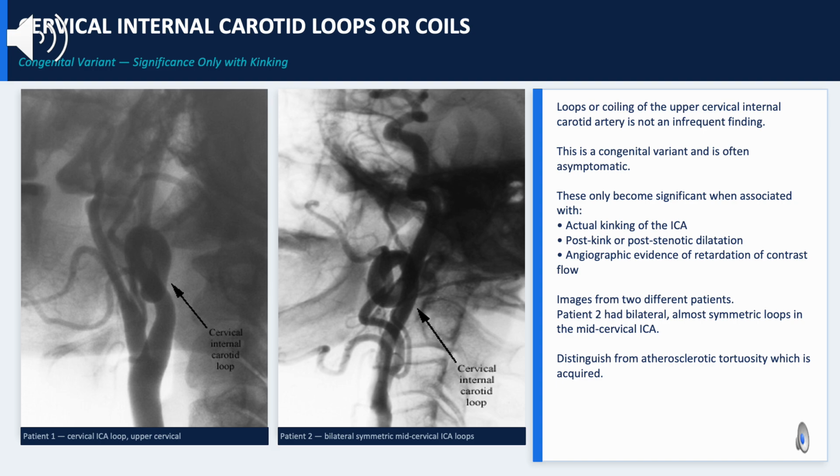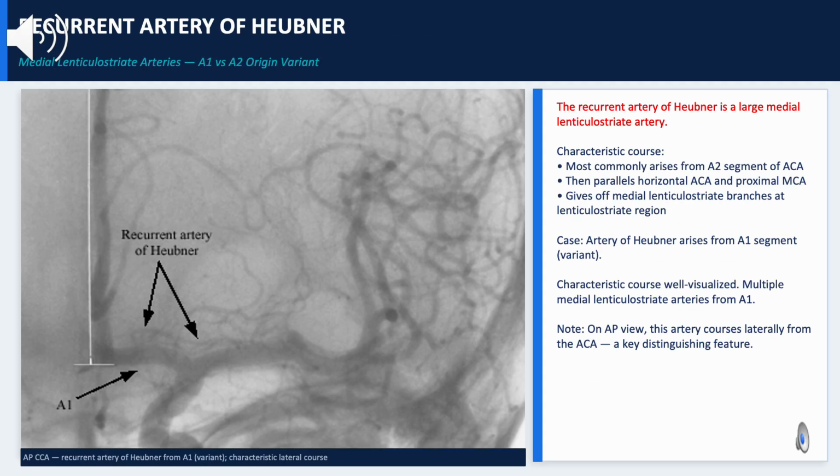Patient 2 with bilateral symmetric loops demonstrates the classic congenital pattern. Symmetric bilateral loops at the same cervical level are almost always congenital and rarely hemodynamically significant. The recurrent artery of Heubner is classified as a normal variant because its exact origin point varies, most commonly from A2 but sometimes from A1, as in this case. Its characteristic lateral then medial course along the horizontal ACA and proximal MCA before terminating in the lenticulostriate territory is the key identifying feature on AP angiography.